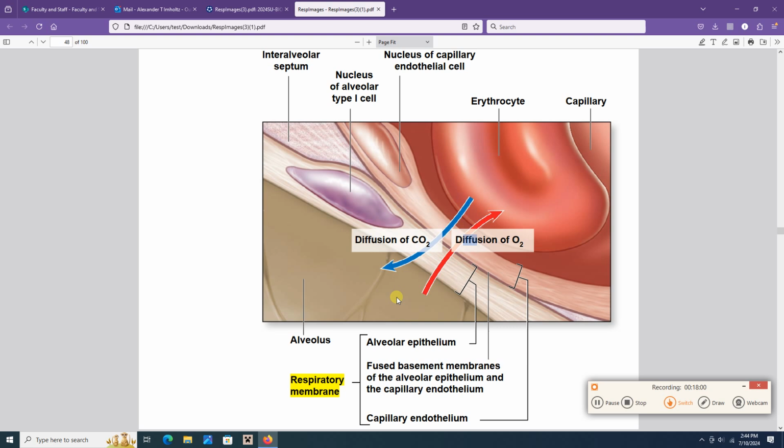Oxygen will diffuse from the air in the alveolus into my blood and into my red blood cell. CO2 will diffuse the other direction from my red blood cell, from my blood, into my air. The combo of these two epithelia, as well as a little bit of proteins in between, is known as the respiratory membrane. And that is your exchange surface.